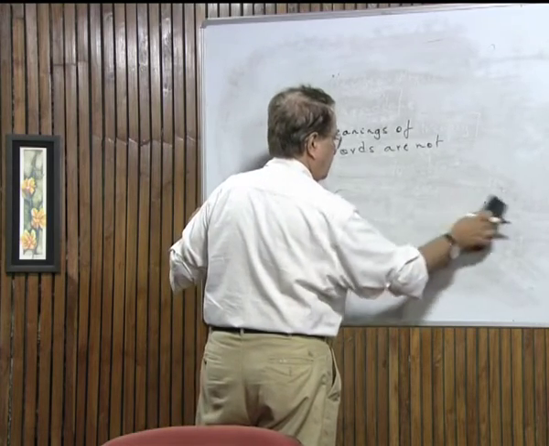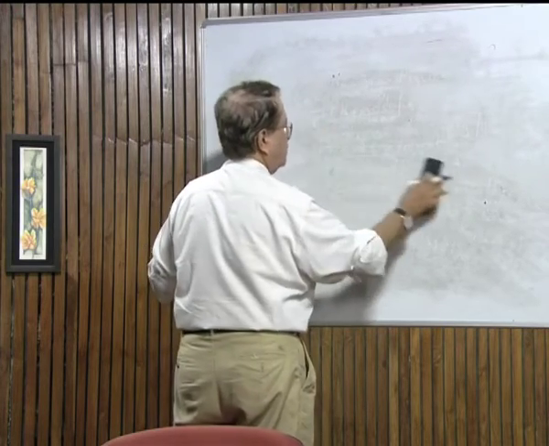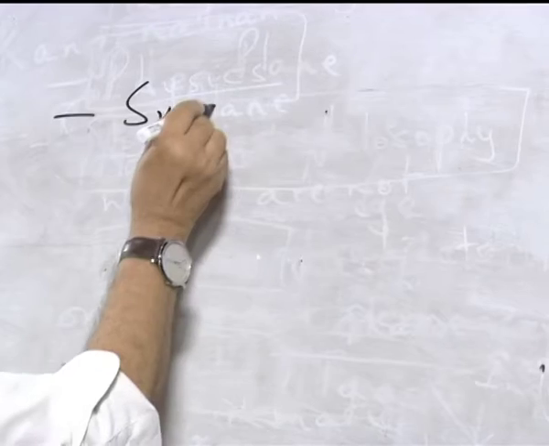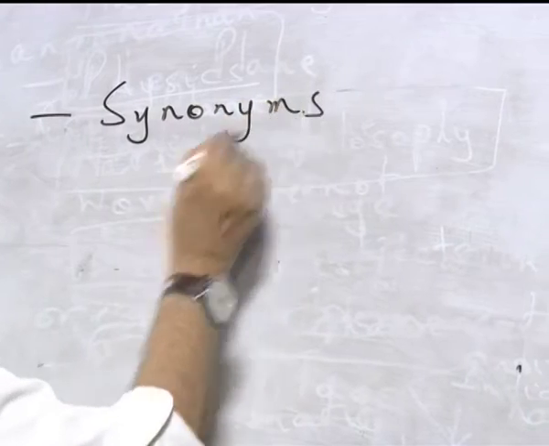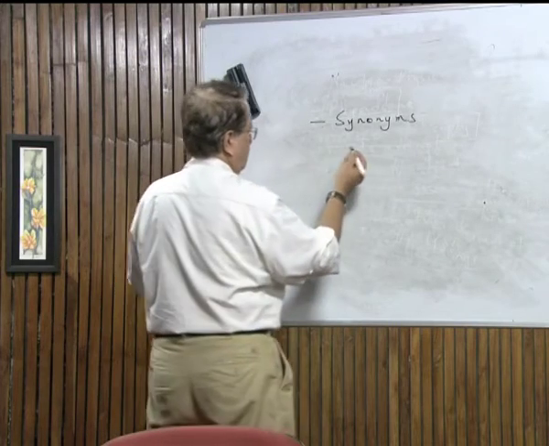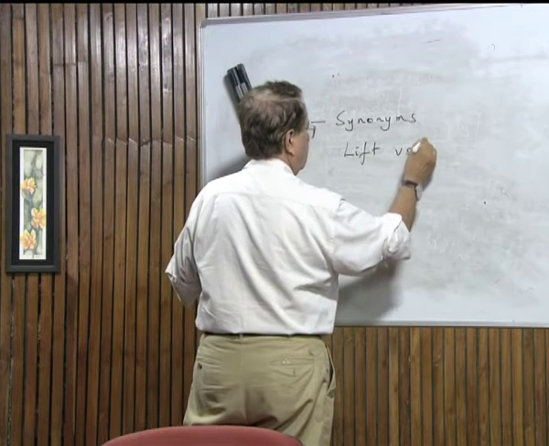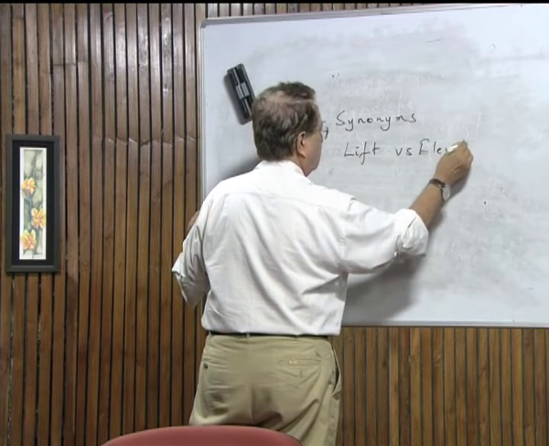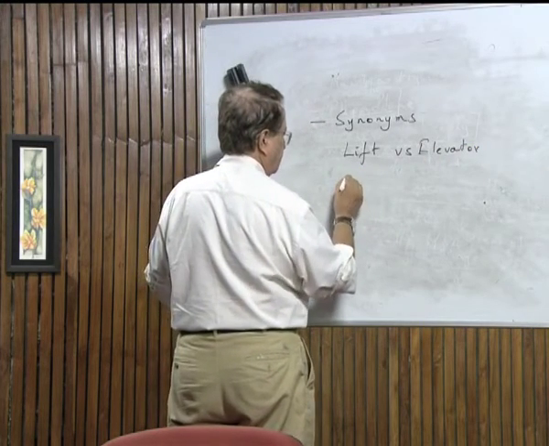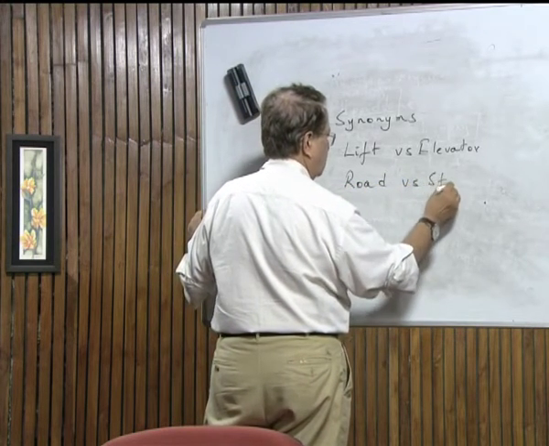Then another problem that we come across, which is part of what we say when we say meanings are not precise, is the problem of what we call synonyms. Now, we have studied what are synonyms. We all know what are synonyms. For example, the term which easily comes to our mind is lift, elevator, or road versus street.